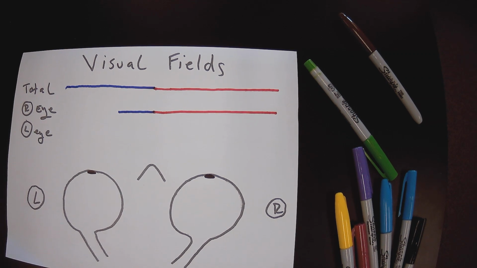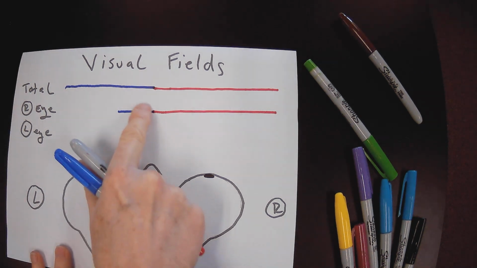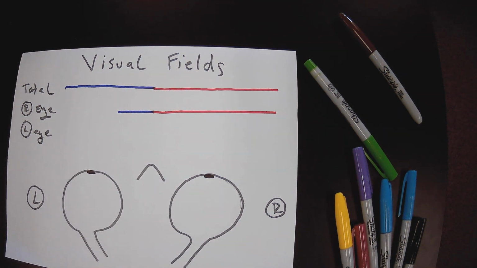All right, so I can see just a little bit past my nose, which I'll call my middle. So I see all of the red, but not all of the blue, just a little bit of the nasal portion of the blue on the left. Everybody see that? Okay.